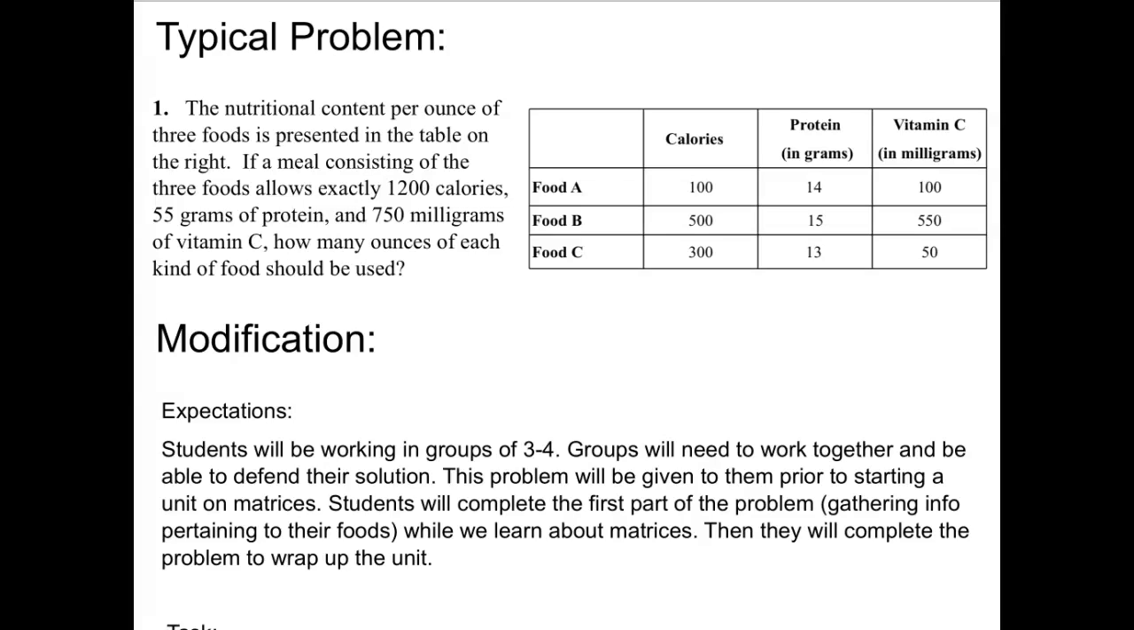So a typical problem in our book would be something like this. The nutritional content per ounce of 3 foods is presented in the table on the right. If a meal consisting of the 3 foods allows exactly 1,200 calories, 55 grams of protein, and 750 milligrams of vitamin C, how many ounces of each kind of food should be used? So in this question, all of the data is laid out for them in a chart format. They really don't have much organizing to do, and I wanted them to have that opportunity to learn that skill, so I'm taking that organization away.